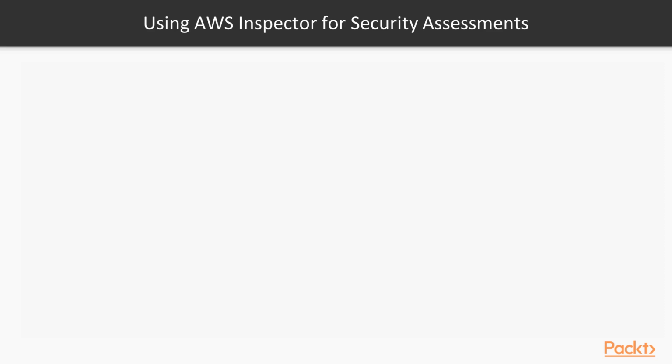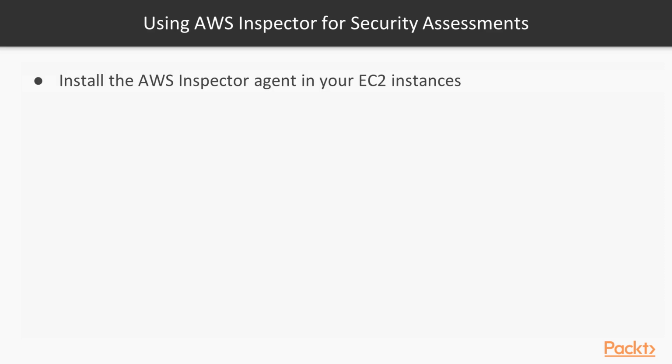Taking AWS Inspector into use is fairly simple. You start by installing an agent in your EC2 instances, and this agent is exclusive to AWS Inspector. So it's not to be confused with the CloudWatch agent or any other agent from AWS. This is just for this service. So you need to install this AWS Inspector agent in all the EC2 instances that you want to inspect.